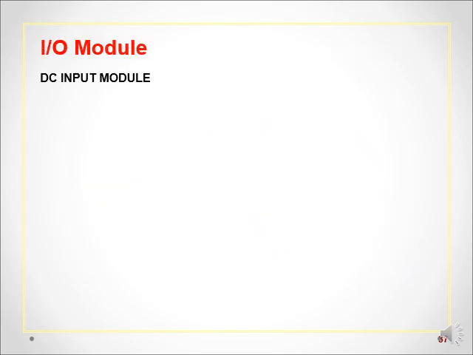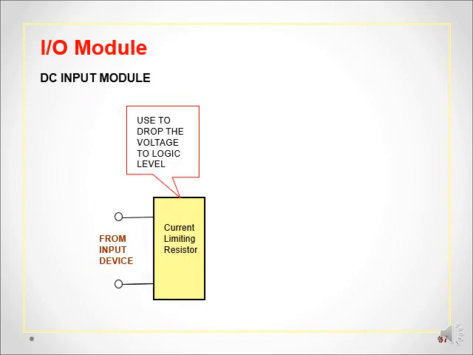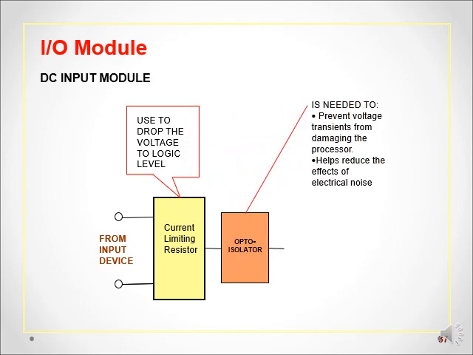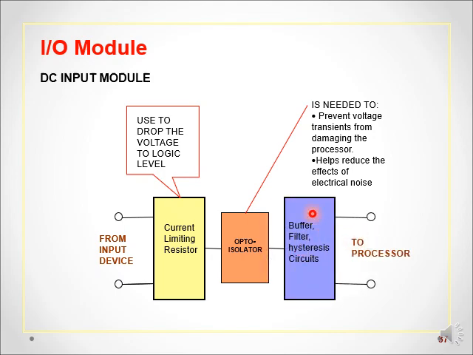The IO module shown is basically a DC IO module. You have input from the devices, and then you have a current limiting resistor. The current limiting resistor limits the current going into the system to a safe value. And then you have an isolator, an opto-isolator. It is needed so that any problem on the input side will not hamper the output side. So this isolator ensures that any voltage surge, drop, or transient would not damage the controller side, meaning the processor side. And then it goes to the processor. You have some buffer, filtering, and hysteresis circuit, and then the signal goes to the processor.